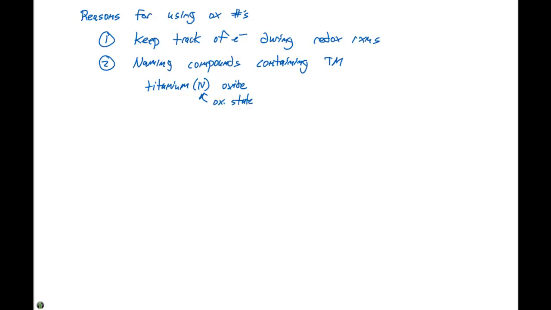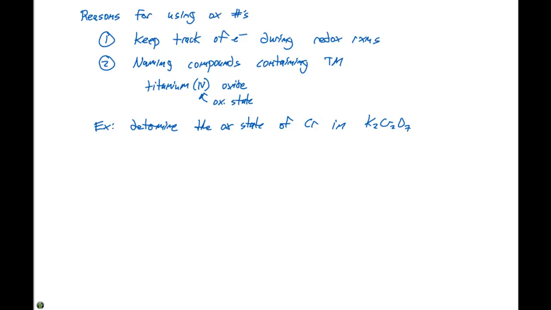So those are the two main reasons we look at this, and now let's go over some examples of assigning oxidation numbers for particular complexes. So the first example we want to do is to determine the oxidation state of chromium in K2Cr2O7.